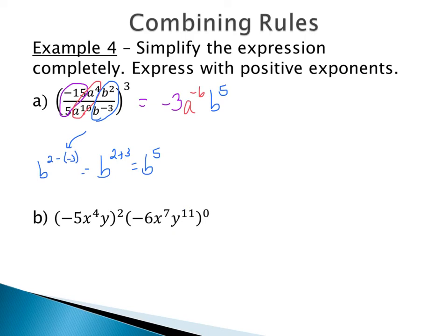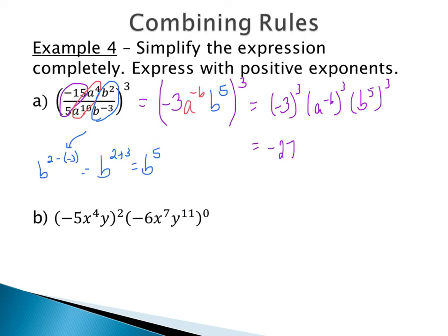So we performed each of these using your quotient rule, but remember, this is all still raised to that third power. So now we need to use the power rule that we learned, bringing in the 3 to each part. So we have negative 3 to the third power, a to the negative 6 raised to the third power, and then b to the 5th raised to the third power. So negative 3 to the third is going to be negative 27. Using our power rule, a to the negative 6 raised to the third, negative 6 times 3 would be a to the negative 18. And then b to the 5th raised to the third, again, we would multiply your exponents, so 5 times 3 would just end up being 15.